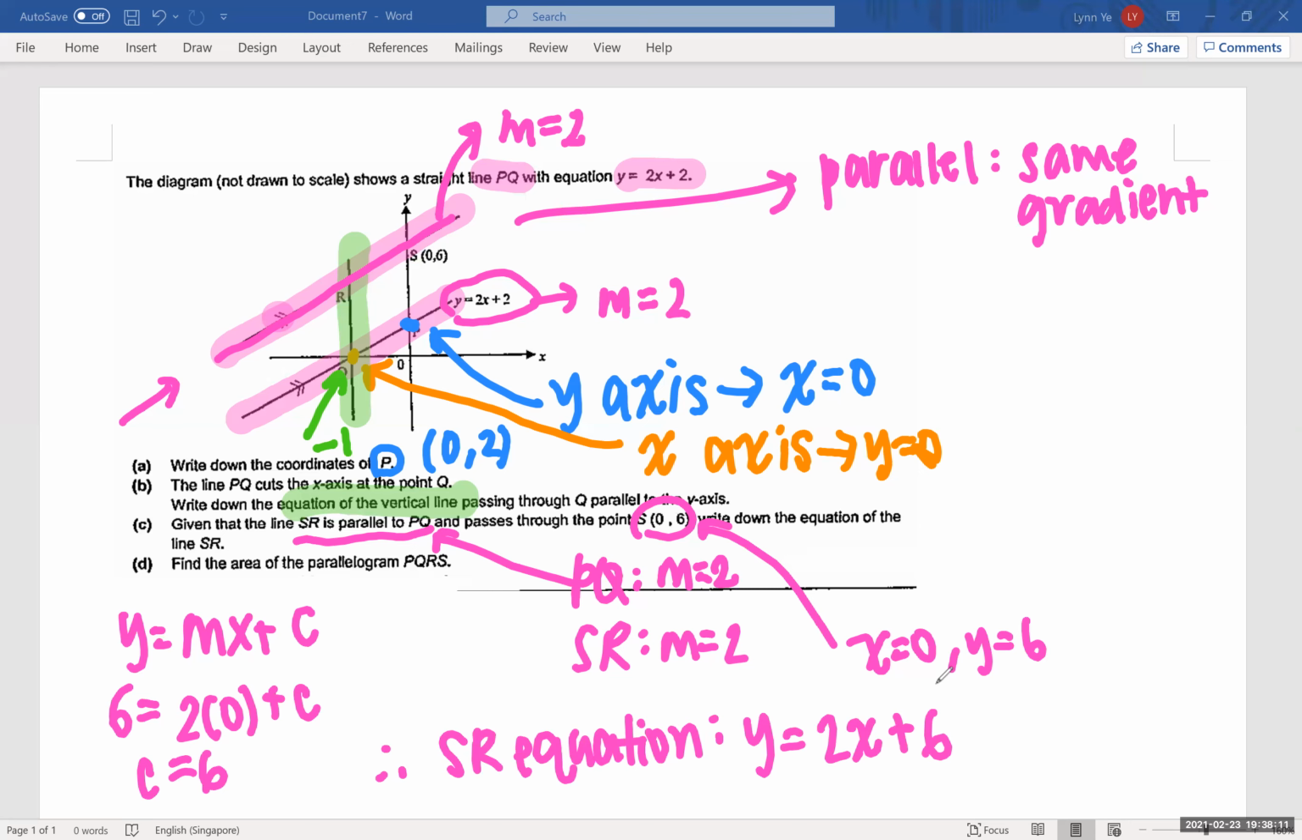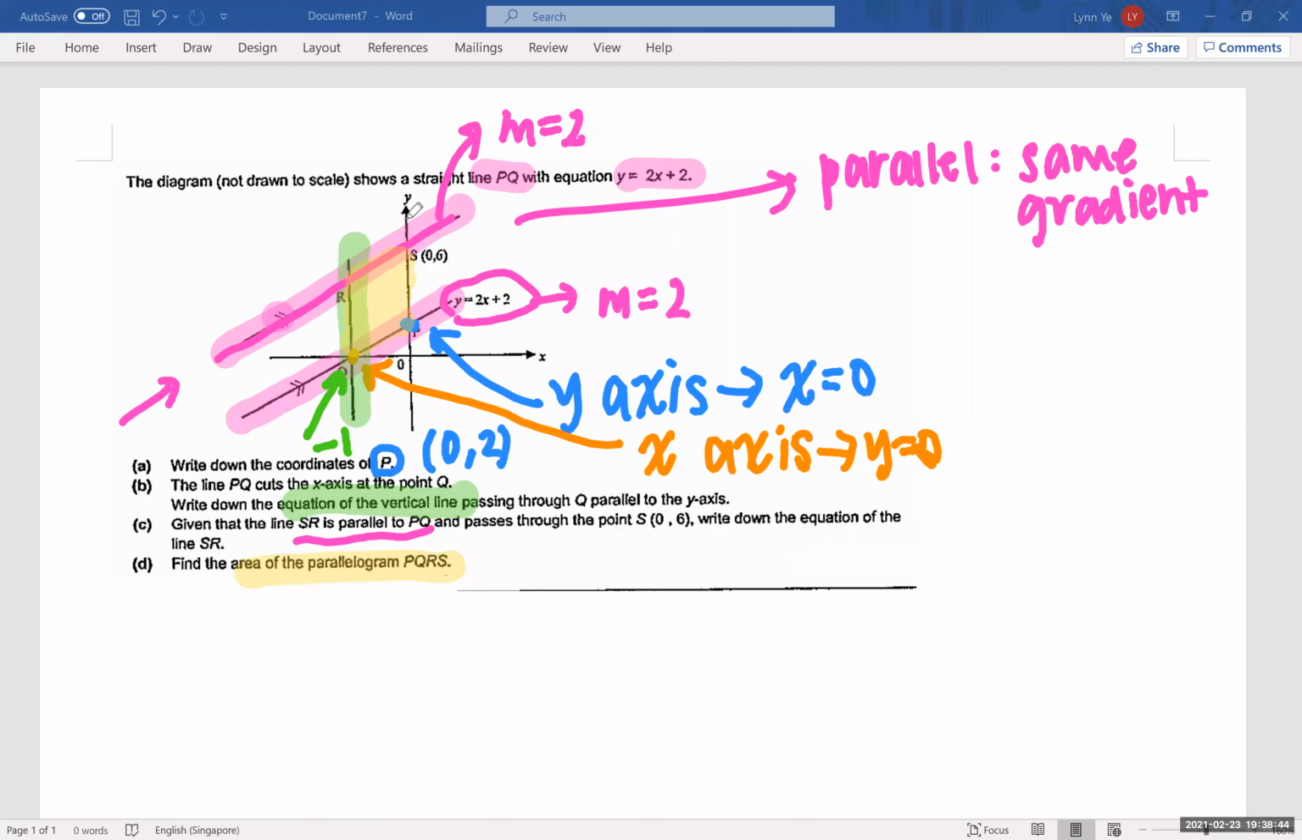Okay, so last but not least, they say find the area of this parallelogram PQRS. So first thing first, before you find your area of a parallelogram, you need to know the formula of parallelogram. So what's the formula for parallelogram? So parallelogram is just base times height. And need to be careful, the height is the perpendicular height. So where is the base? So can you see that this is the base right here? Okay, so this is the base. If this is the base, so where's my perpendicular height? My perpendicular height will be from here to here.